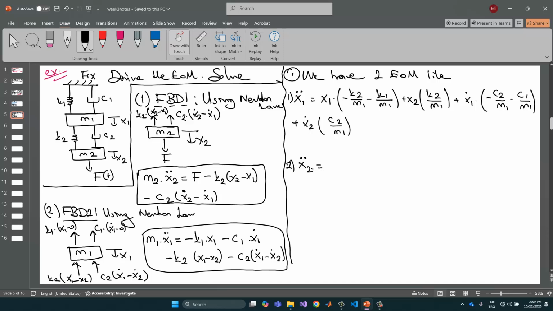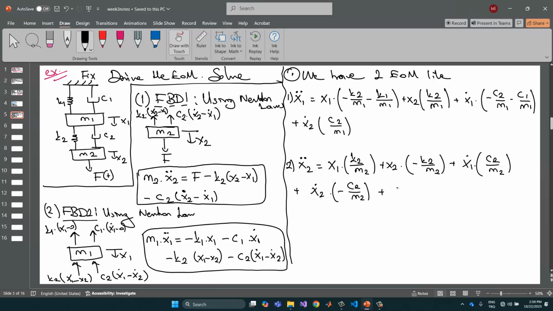Okay, in this case we need to write the first term, x1 k2 divided by m2, plus x2 minus k2 divided by m2, plus x1 dot, this is c2 divided by m2, plus x2 dot minus c2 divided by m2, plus f divided by m2. This is the organized form of the x1 dot dot and x2 dot dot. Okay, that's it.